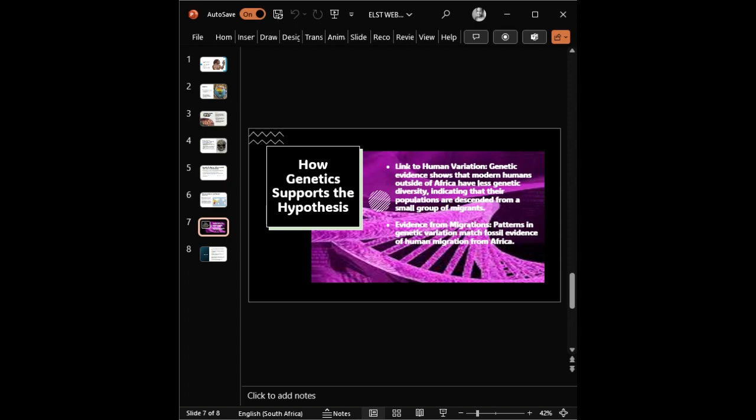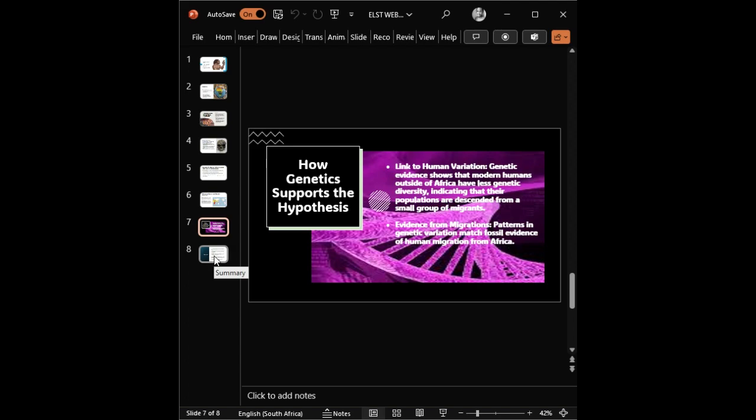Genetic evidence also helps explain modern human variation. People outside of Africa have less genetic diversity, which supports the idea that they descended from a small group of early humans who migrated out of Africa. This pattern of genetic variation matches the fossil record of human migration.